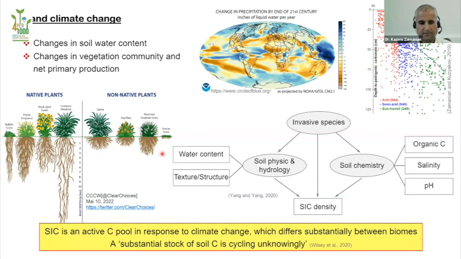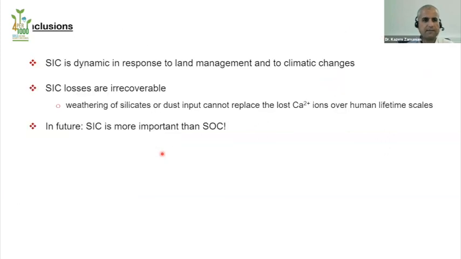And as was very well said, substantial stocks of soil carbon are probably cycling unknowingly. To wrap up what I said: inorganic carbon is dynamic, both in response to land management and also to climate changes. And we should have in mind that the losses are irrecoverable.